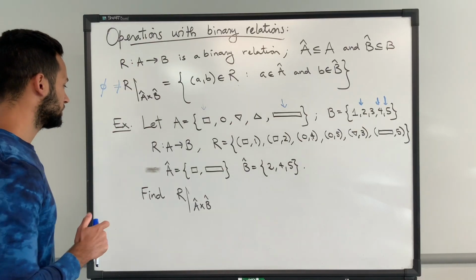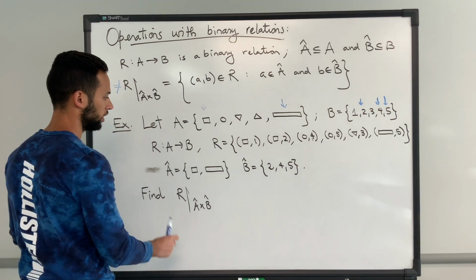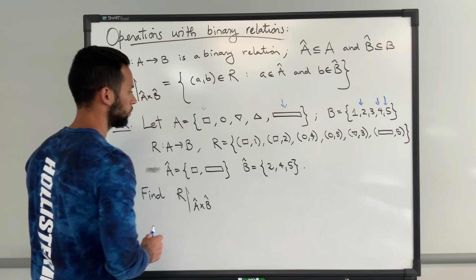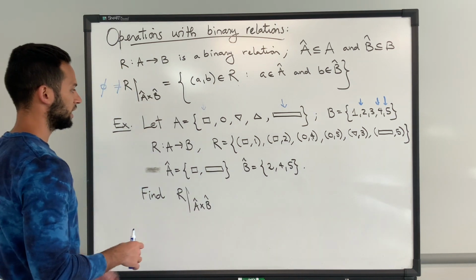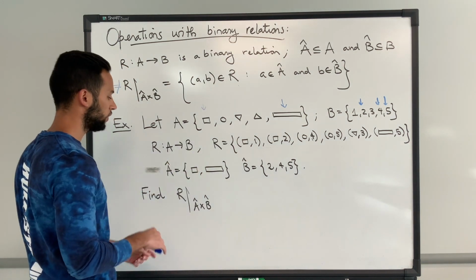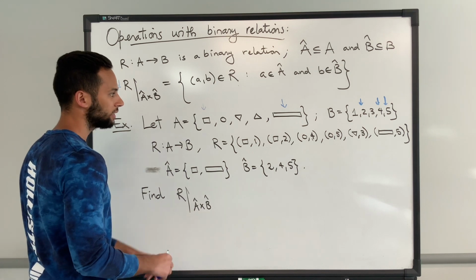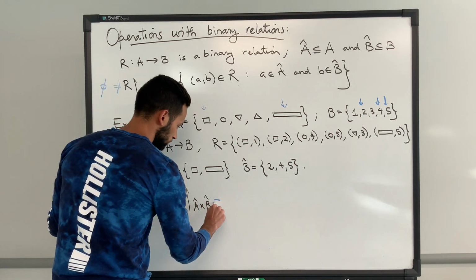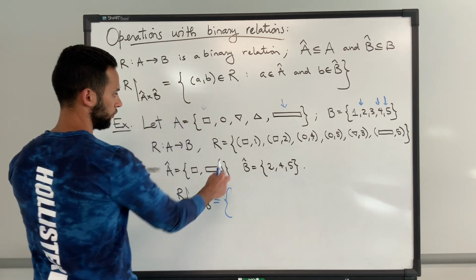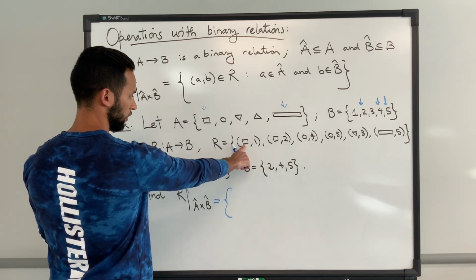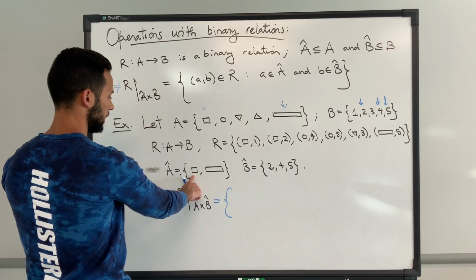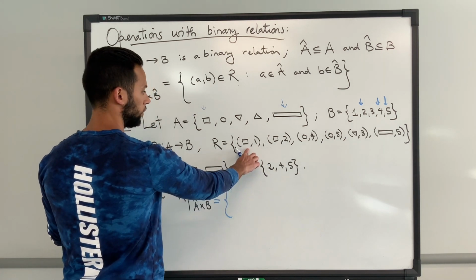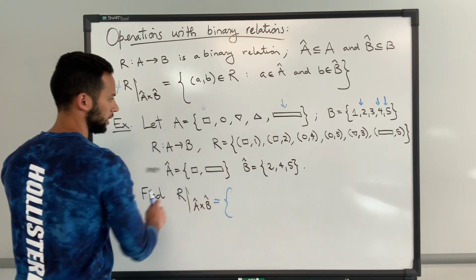So to find the restriction of the relation R to the Cartesian product A hat, B hat, we have to find all the pairs in the relation R for which the first component is included in A hat and the second component is included in B hat. So we check the first pair. The first component is included in A hat, but the second component is not included in B hat. Therefore, the first pair cannot be in the restriction.